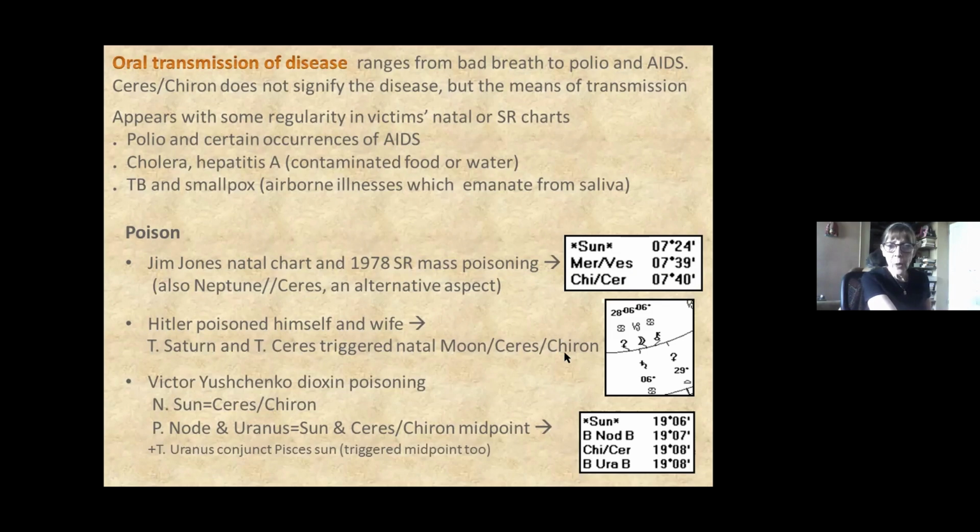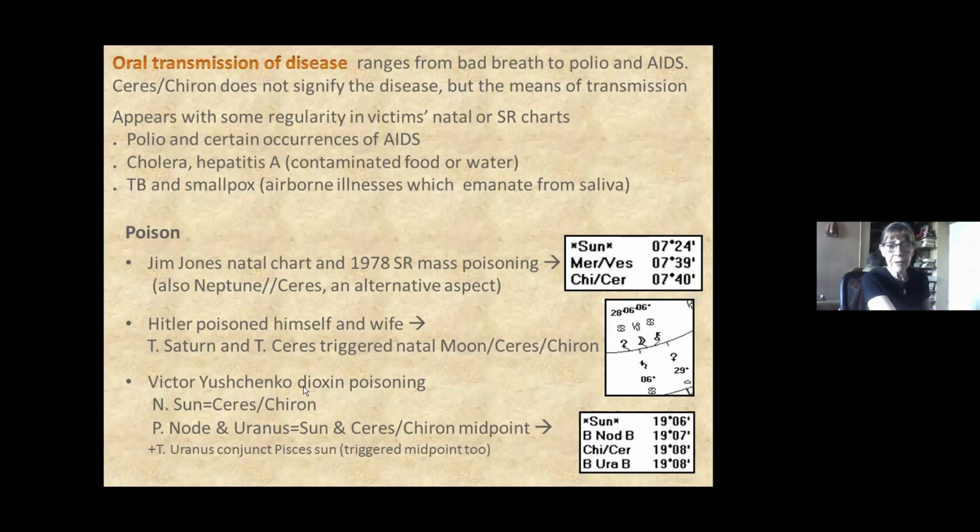When Hitler poisoned himself and his wife, there was a Saturn Ceres picture in the sky, triggering his Ceres Chiron moon. So we could say Saturn. In fact, Saturn was opposite his moon when he killed himself. So we could say that Saturn was certainly a part of this, but that Ceres also talked about what was going on, that he ingested the poison.